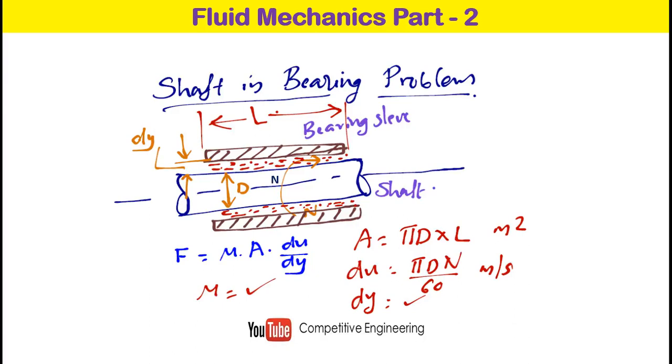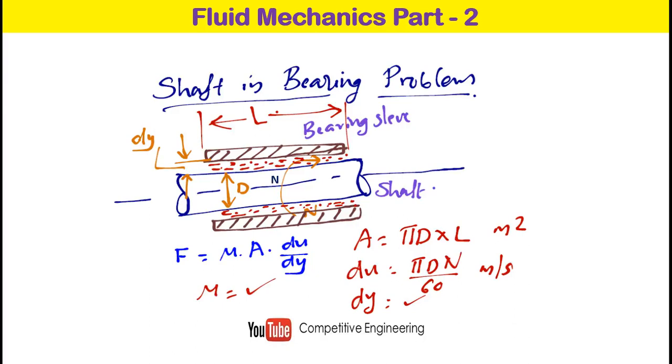Mu is the dynamic viscosity, the coefficient of dynamic viscosity. It will be given for the given oil, and A is the area. What is the surface area? It is pi d into L. D is the outer diameter of the shaft, and pi d gives the circumference, multiplied by length. We get the full contact area of the fluid film, because a circular shaft is there in a circular sleeve. So pi d L in meter square. You should consider the units. D should be in meter and L should be in meter, then only you will get meter square.